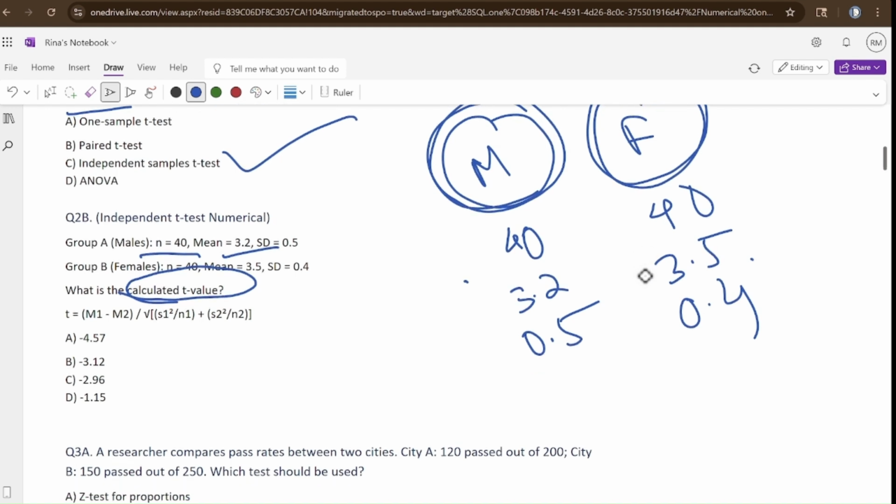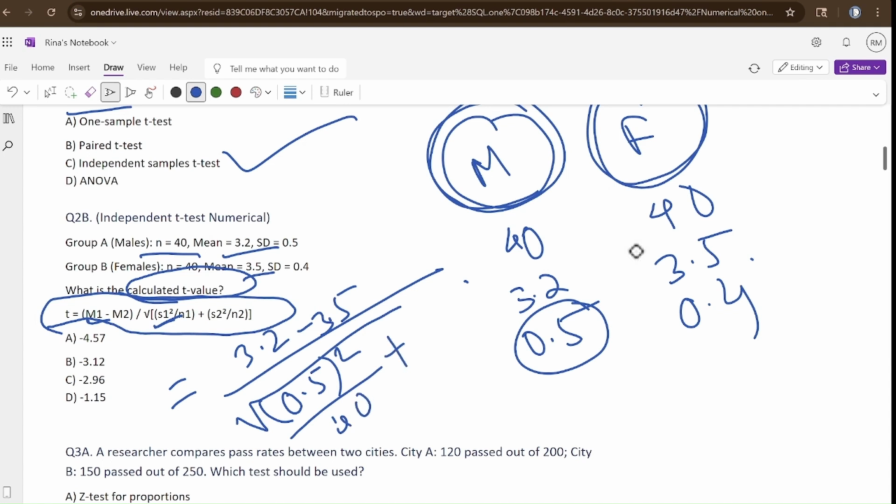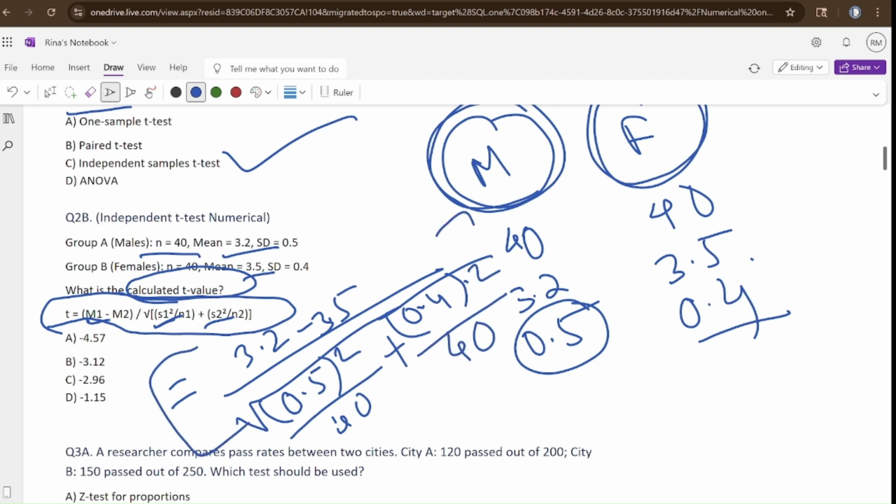For independent t-test, to calculate the t value, you have to use this formula. T equals mean 1, 3.2, minus mean 2, 3.5, divided by root over S1 square, 0.5 whole square, by N1, which is 40, plus S2 square, 0.4 whole square, divided by N2, that is 40. Now you can use the calculator and solve this.